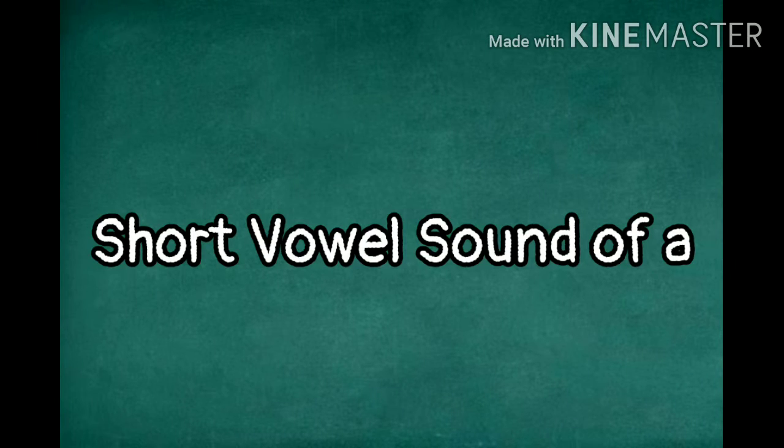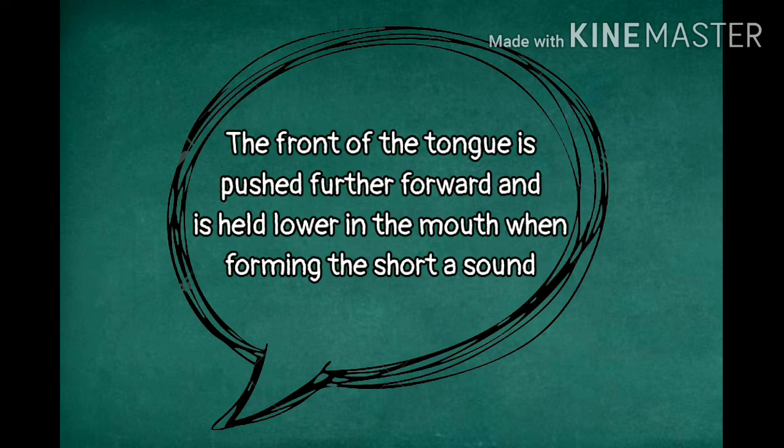Short vowel sound of A. To produce the short vowel sound A, the front of the tongue is pushed further forward and is held lower in the mouth when forming the short A sound. Here are examples.